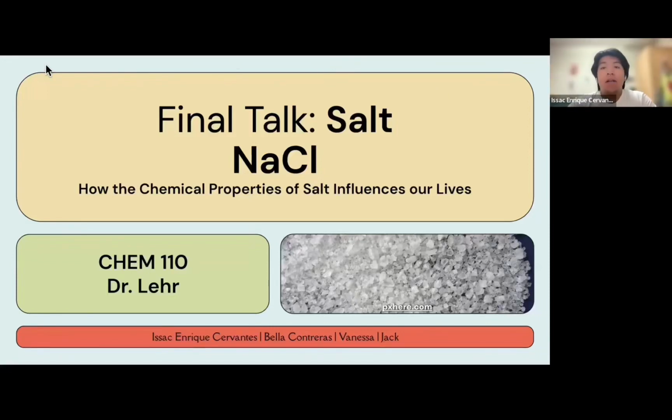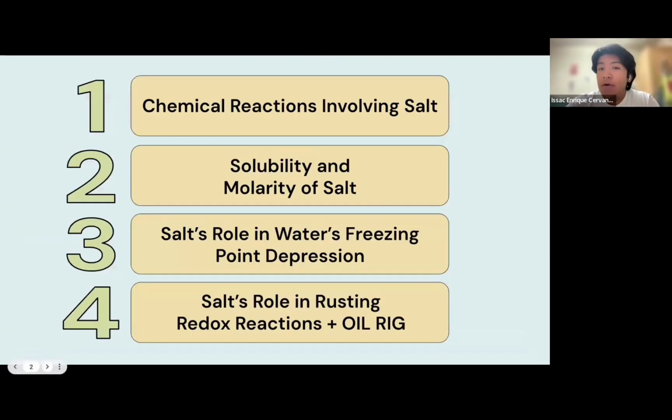Hello, today we're going to be talking about salt, more specifically sodium chloride, with an exception of ammonium chloride. And we're going to be discussing the chemical properties of salt and how it influences our daily lives. We're going to be starting with chemical reactions involving salt, and then move on to solubility and molarity of salt, followed by salt's role in water's freezing point depression, and ending with salt's role in rusting and redox reactions.